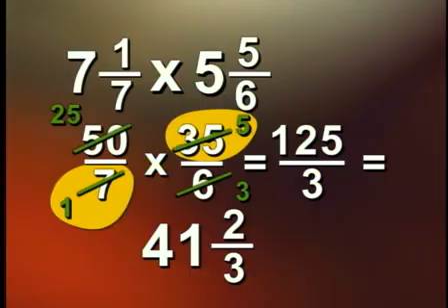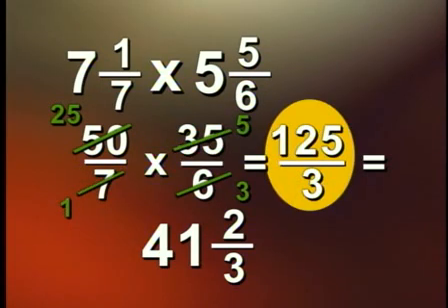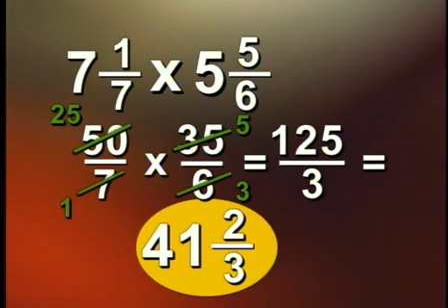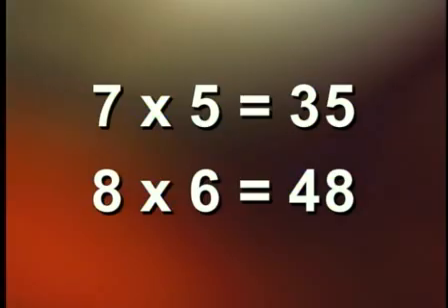Then we multiplied across. 25 times 5 is 125. 1 times 3 is 3. 125/3 is an improper fraction, so we simplify. We get 41 and 2/3. And finally, we check our answer. 7 times 5 is 35. 8 times 6 is 48. Is our answer between 35 and 48? I believe so. 41 and 2/3 is in that correct interval, and I believe it is the correct answer.